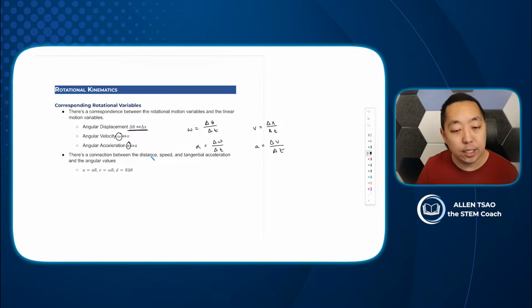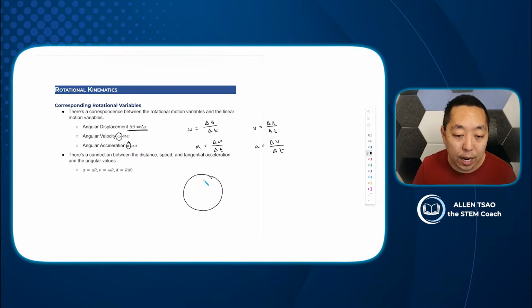Now, there's a connection between the distance, speed, and tangential acceleration and the angular variables, and let me tell you what we mean by that. Just because a lot of people can get confused on this, suppose I have something that's spinning, and I have a piece of the object here, and it's rotating from here to here. I want to know a few things. I want to know this distance traveled. We'll call this S as the distance traveled. I might want to know how fast I'm moving, and let's assume the angular velocity is constant, rotating this way.